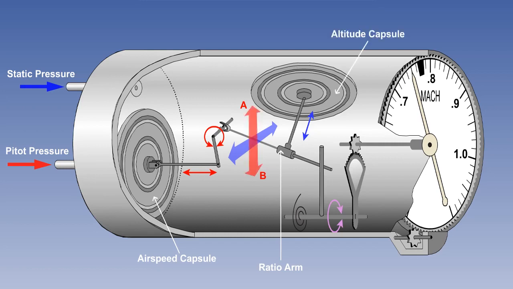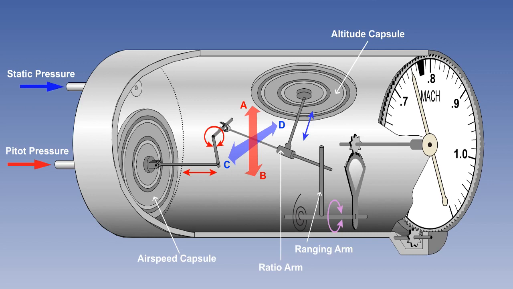An altitude capsule is also incorporated within the instrument case. This is a sealed capsule which will expand or contract as the static pressure inside the instrument case changes. Movement of the altitude capsule will move the ratio arm in the direction of CD. A spring-loaded ranging arm transmits the movement of the ratio arm to the pointer mechanism.